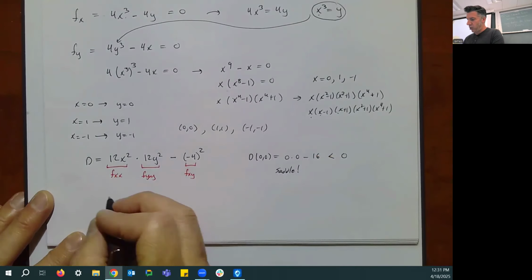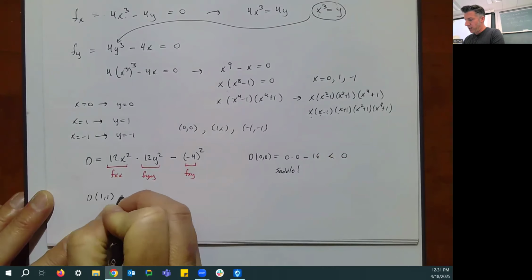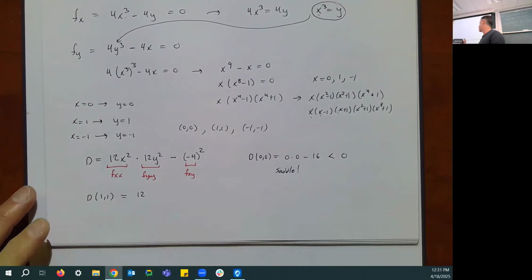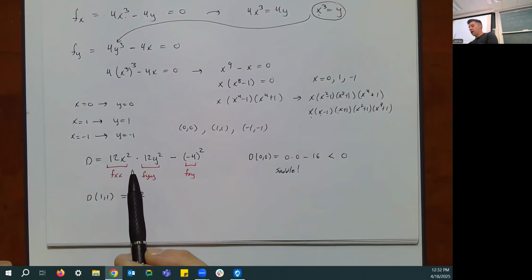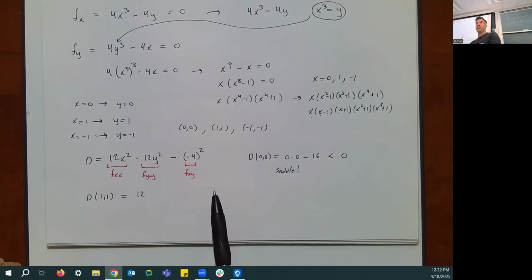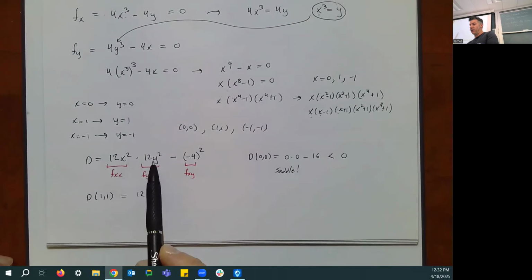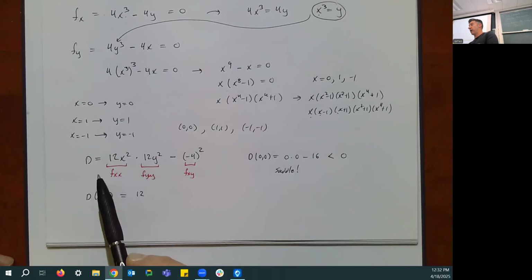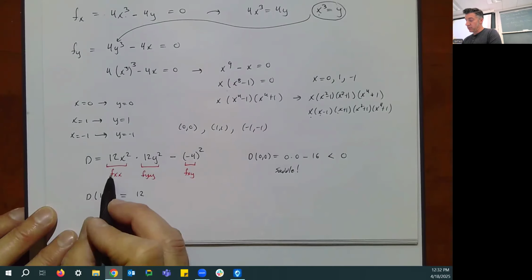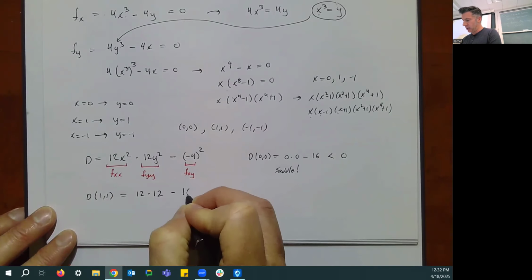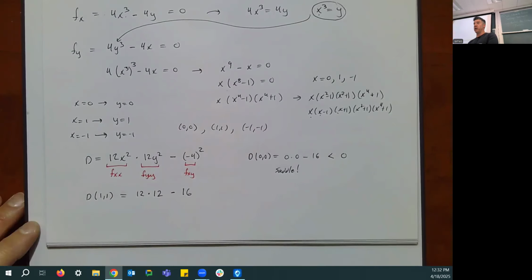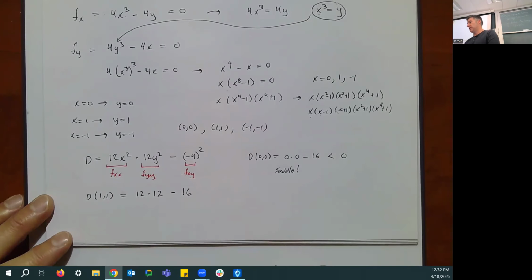Let's look at another one. Let's look at (1, 1). So if we plug in 1, 1, now we're going to get 12. Also, good point. Don't multiply this out. Don't write this as 144 times x squared y squared. Leave it as this times this, because if we end up having D being positive, you're going to want to be able to look back at either one of these and determine if those things were positive or negative. So D at (1, 1) is going to be 12 times 12 minus 16. I don't care what it's equal to. I just care whether it happens to be negative or positive. For sure positive, right? 12 times 12 is way bigger than 16.